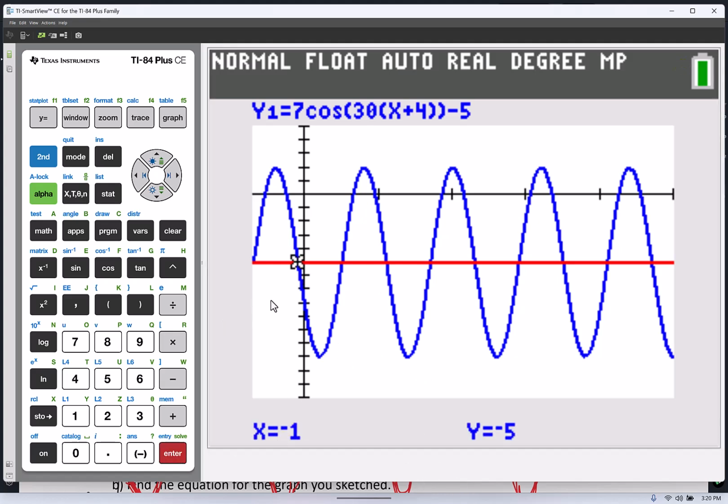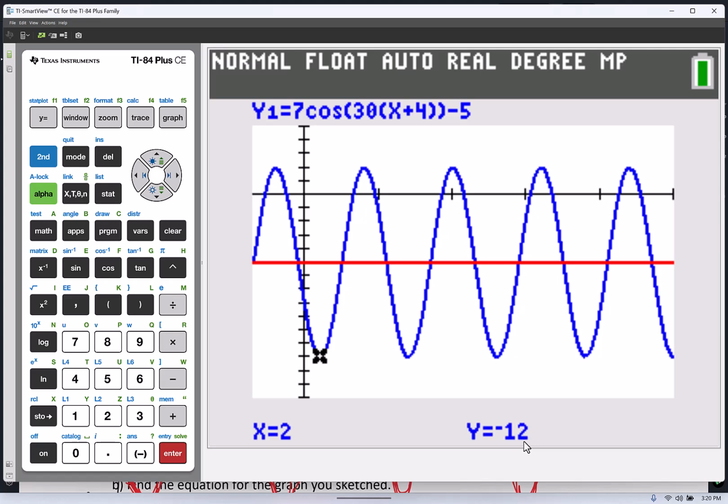If you want to see the midline, you have to put -5 on your Y2. But look, there it is, -5. And then I know that I have a minimum when X was 2 degrees, right? So I'm going to push 2, and I'll push enter, and check it out. It says -12. So that's how I know that this is the correct graph, and we're good.